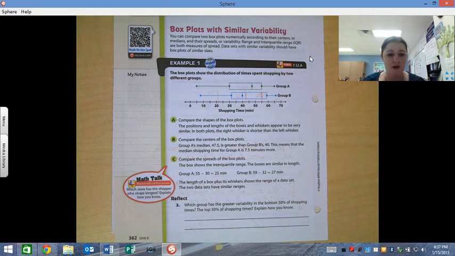So what I want you to do now is the reflection question. It says, which group has the greater variability in the bottom 50% of shopping times? The top 50% of shopping times? Explain how you know. So you need to look at the data and look at which one has a greater variability in the bottom, which one has a greater variability in the top, and then explain how you got your answer. So whatever you thought about in your head, whatever you compared in your head, that's how you need to explain it on the paper. So pause your video, go ahead and answer your question.